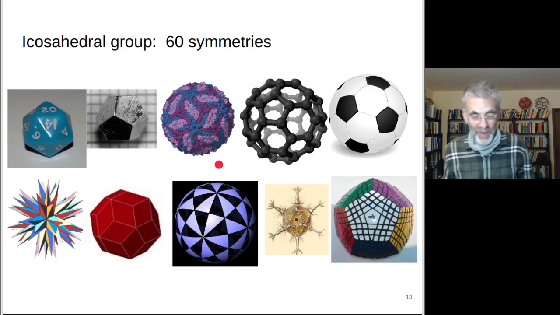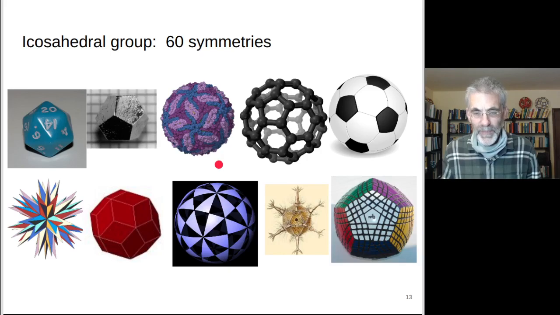So what do the simple groups look like? Well, there are some simple groups that are easy to describe. These are the cyclic groups of prime order. And you can ask, what is the first non-cyclic simple group? And this turns out to be the group of symmetries of an icosahedron, or at least the group of rotational symmetries of an icosahedron.